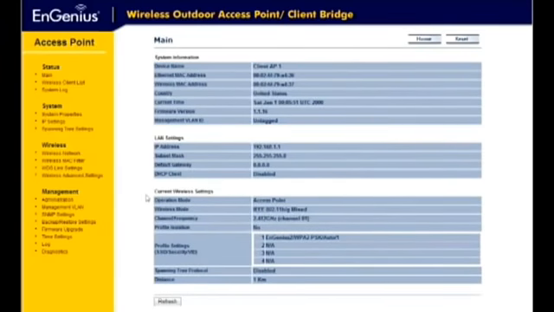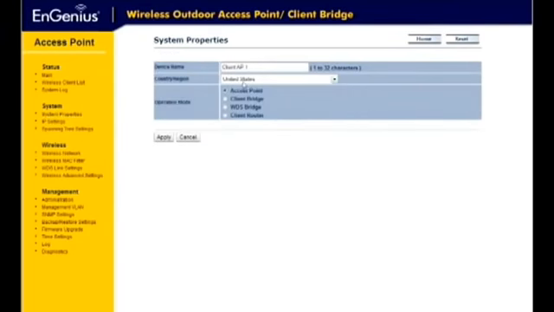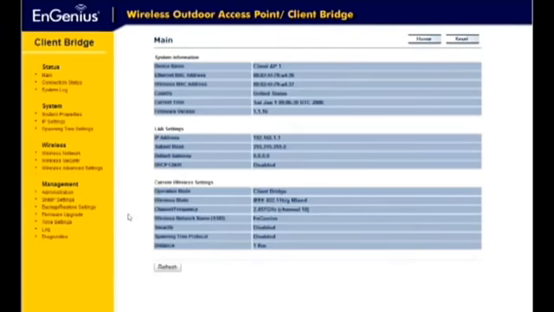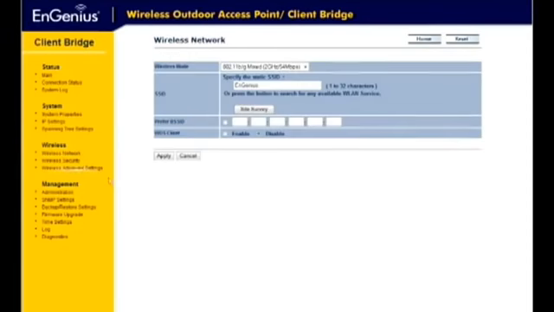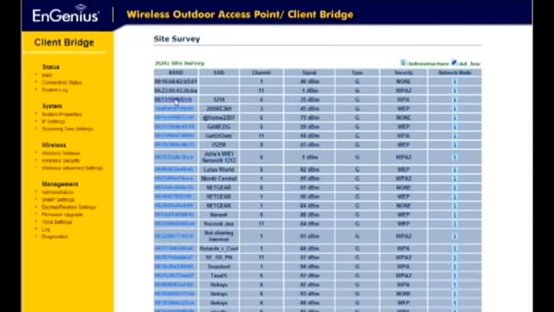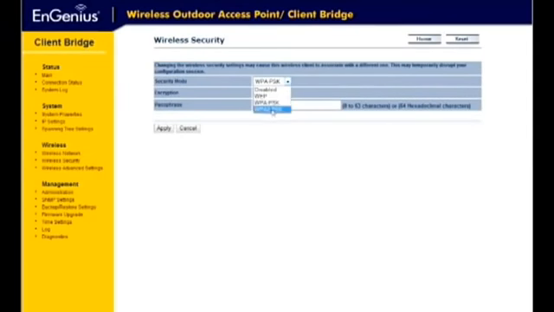To set up your device as a client bridge, under the System section, select System Properties. Then select Client Bridge under Operation Mode. Click Apply to save your changes. Next, under the Wireless section, select Wireless Network. Then click the Site Survey button. From the results list, select the SSID you want to connect to by clicking on the BSSID field. If encryption is enabled on your main access point, you'll need to enter the same password in the dialog box.